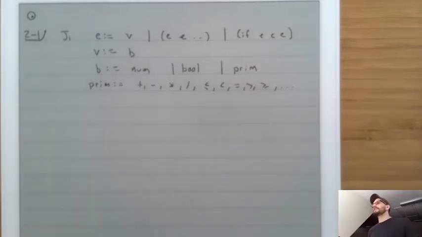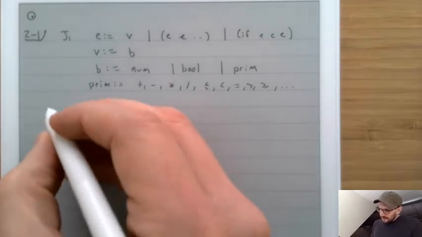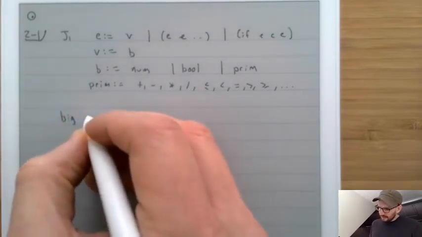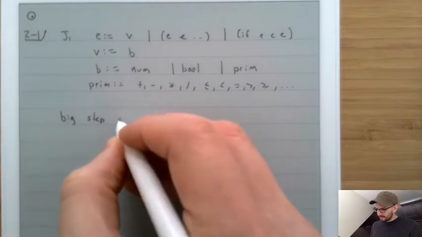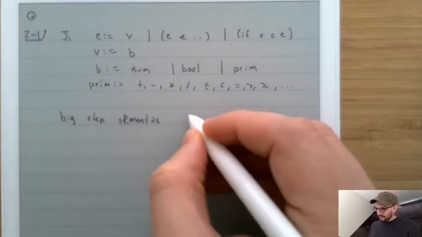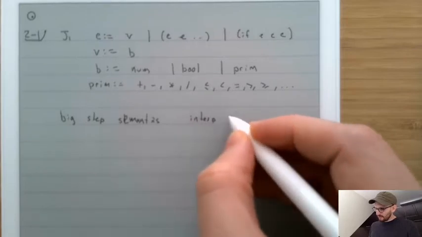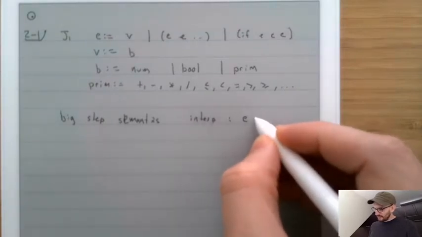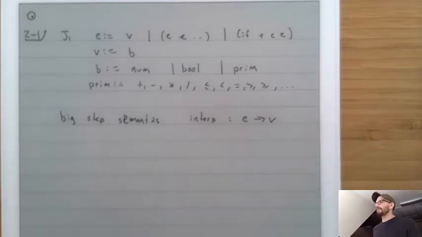All right. Now, we also talked about the idea of what's called a big step semantics, which is realized in a function called interp, which takes an expression and returns a value. The reason that this is called a big step semantics is because it takes you from the input program to the answer all at once.